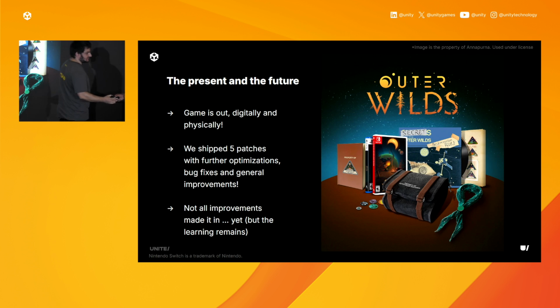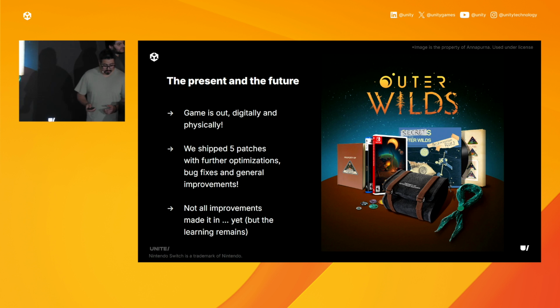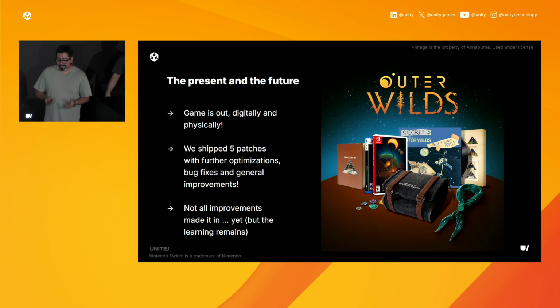Right, so now that we've talked about performance, just want to quickly say Outer Wilds is available now on the Nintendo Switch, both digitally and physically. And we've shipped 5 patches out since release back in December. Each time improving the player experience and fixing bugs and just increasing performance here and there. Of course, not all improvements made it in, but the developers of Outer Wilds and us, we'll be taking the things we learned from the project and applying them to future endeavors.